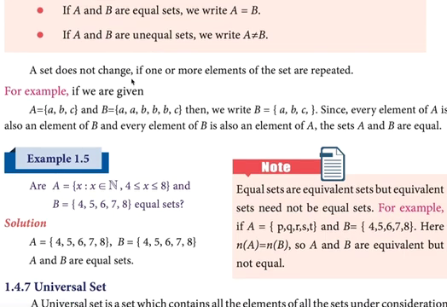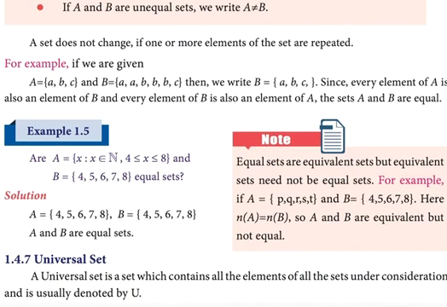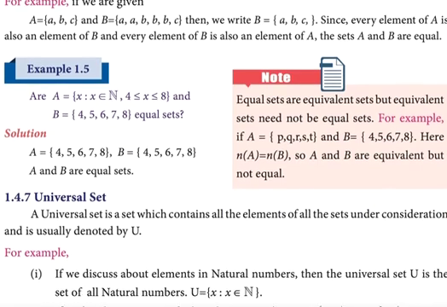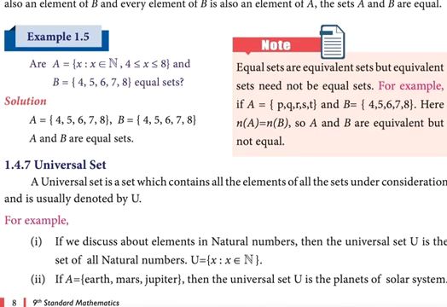A set does not change if one or more elements of the set are repeated. For example, if we are given A = {a, b, c} and B = {a, b, b, b, c, c, c, c, c, c, c}, then we write B = {a, b, c}. Since every element of A is also an element of B and every element of B is also an element of A, the two sets A and B are equal.